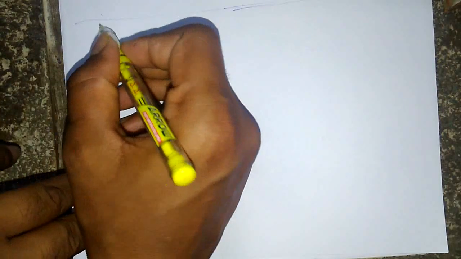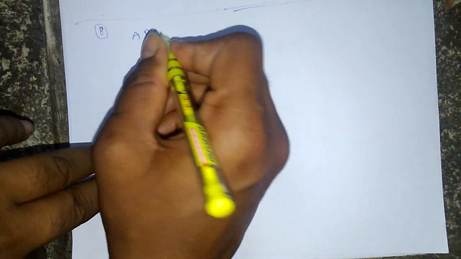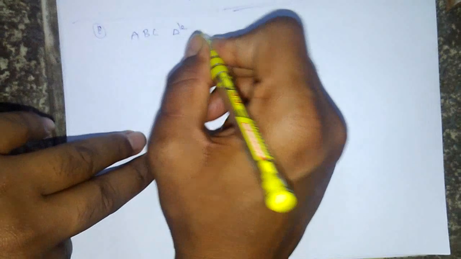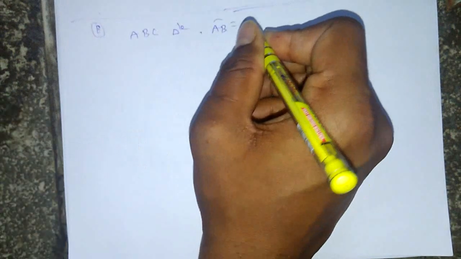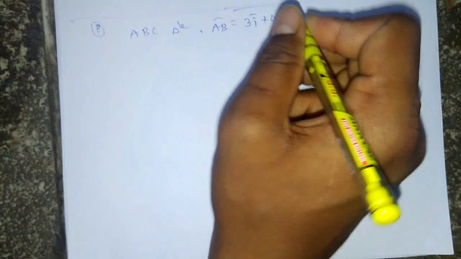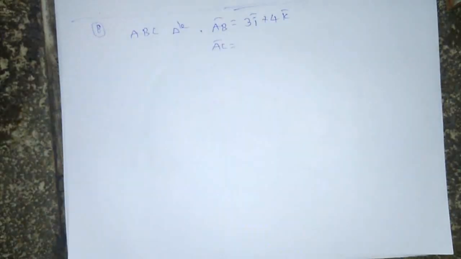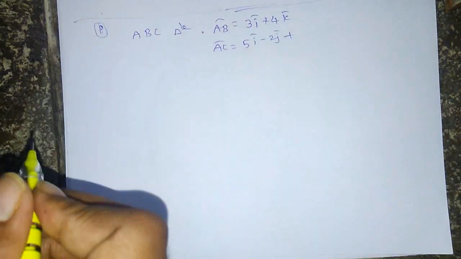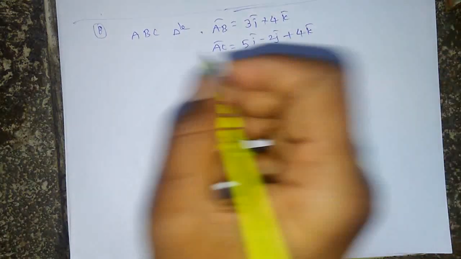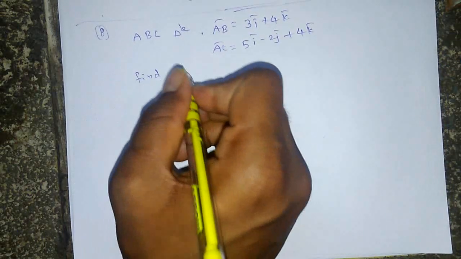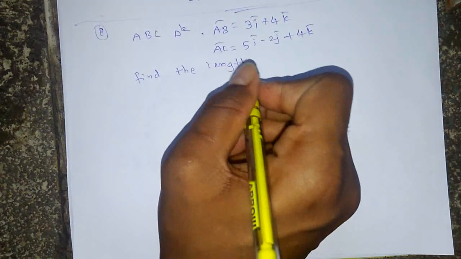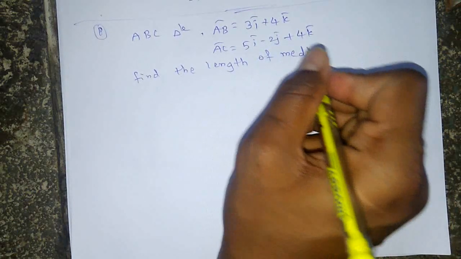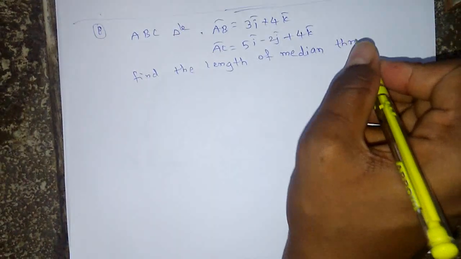So our next problem is, ABC triangle. AB bar is given as 3i plus 4k bar. Similarly AC bar is given, that is 5i minus 2j plus 4k bar. Then find the length of median through vertex A.